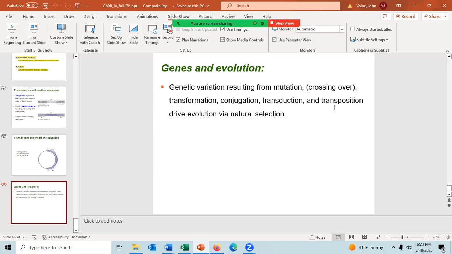And then transposition kind of just speeds it up. You transpose a gene from the chromosome to a plasmid, and the plasmid is more likely to go through transformation, conjugation, and transduction. That allows the organisms in a population to now get a new gene. And genetic variation arising from all of these forces drives evolution primarily via natural selection.